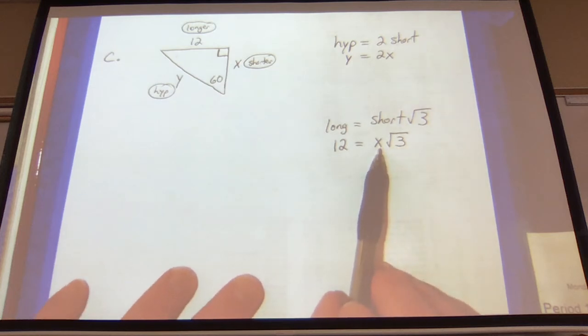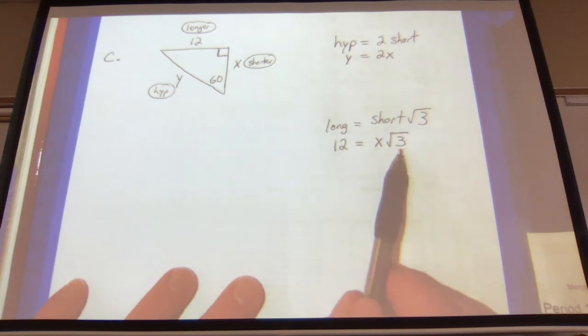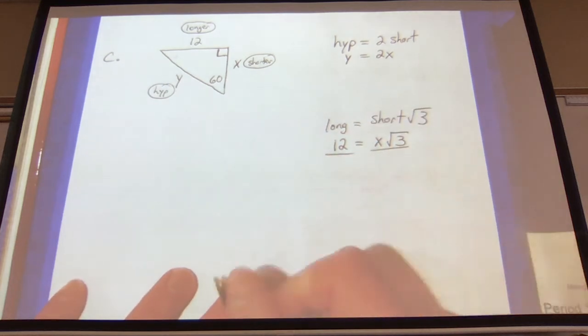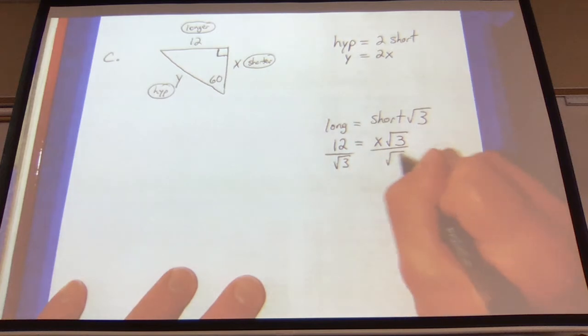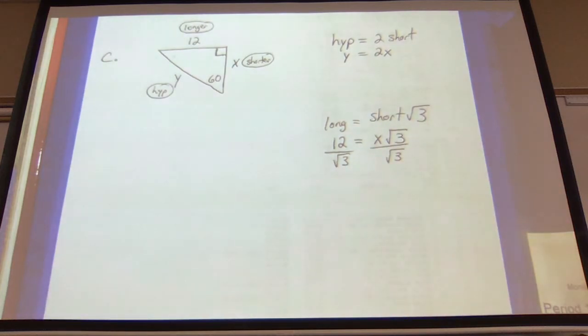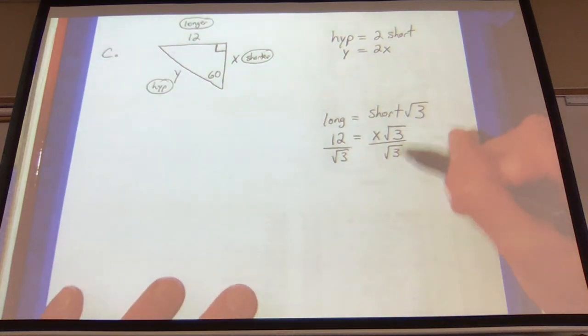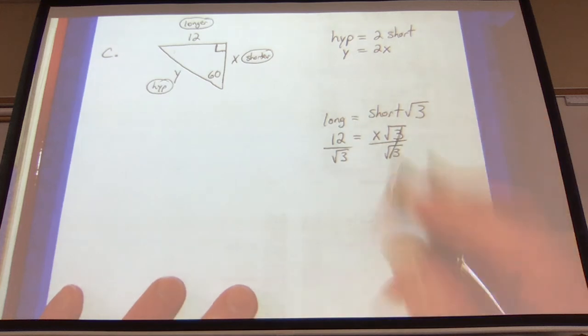I want to get x all by itself. What would I do to both sides to get x all alone? How are you going to move the square root of 3? Can't just move it. We've got to do something on both sides. Yep. We're going to divide it. Divide by the square root of 3. And the reason for doing that, square root of 3 divided by the square root of 3 becomes 1. That leaves you an x on the right.